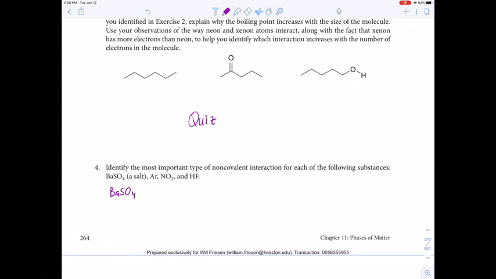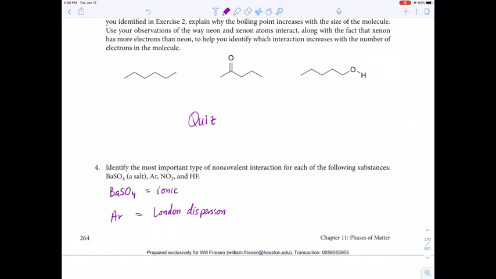Okay, BaSO4, barium sulfate, is going to be ionic. Argon is going to be London dispersion. It has no permanent dipoles, so it's limited to London dispersion forces. NO2, you might have to draw the Lewis structure for NO2 in order to figure that one out, but it has dipole-dipole interactions.